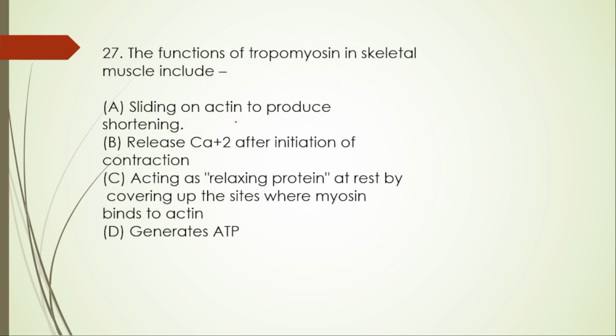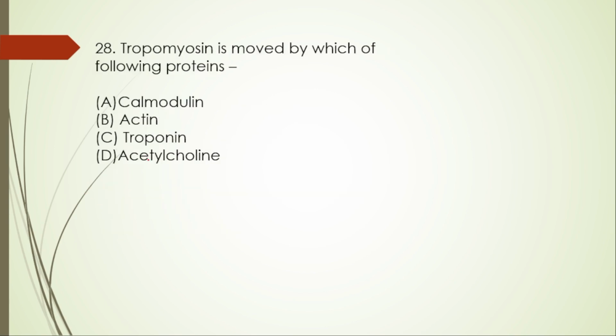Next one, 27th question. The function of tropomyosin in skeletal muscle includes: A. sliding on actin to produce shortening, B. release of calcium ions after initiation of the contraction, C. acting as a relaxing protein at rest by covering up the sites where myosin binds to actin, and then D. generates ATP. So here the right option is option C.